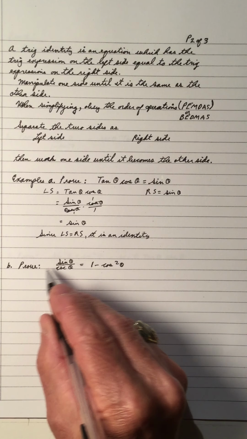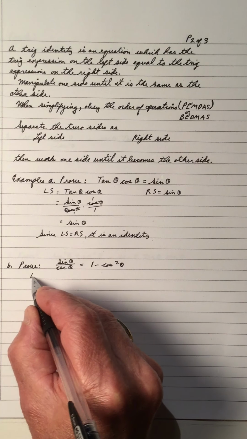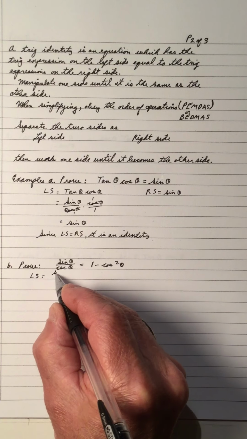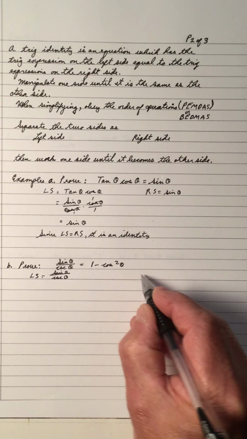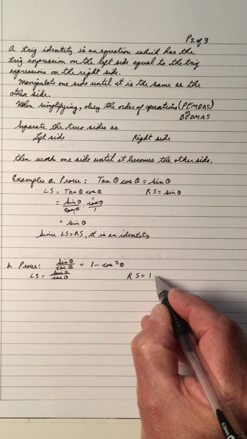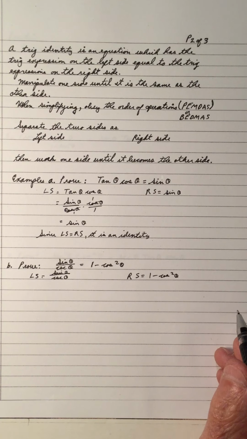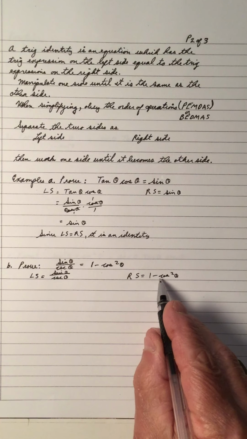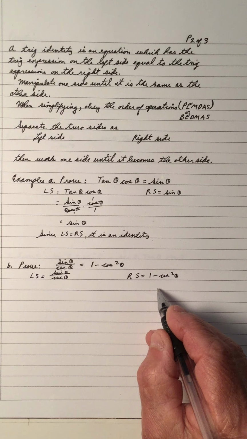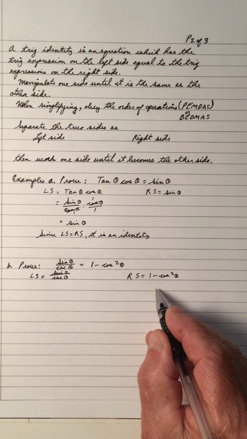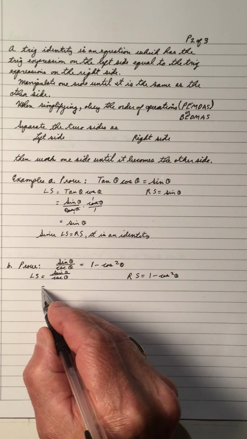B, prove sine theta over cosecant theta is equal to 1 minus cos squared theta. Again, the left side is sine theta over cosecant theta, and the right side is 1 minus cos squared theta. Now, it's your choice. I know what this is because I can recognize it: 1 minus cos squared is going to be sine squared. The left side is the more difficult one to work with, so let's pick this side.